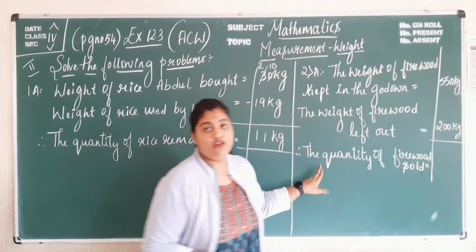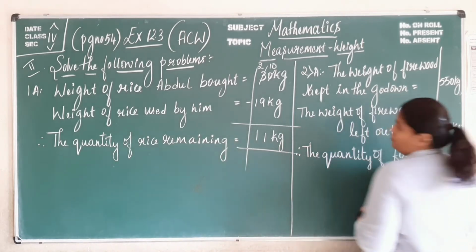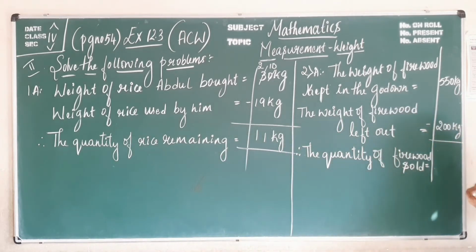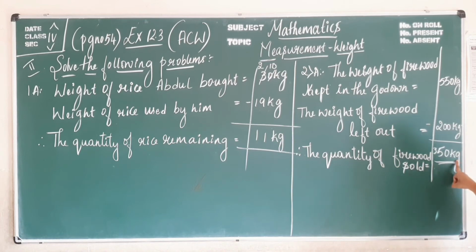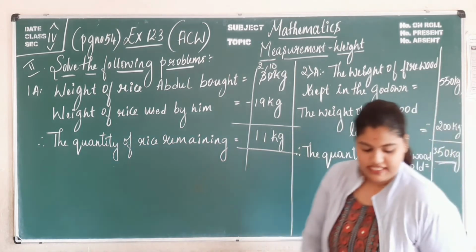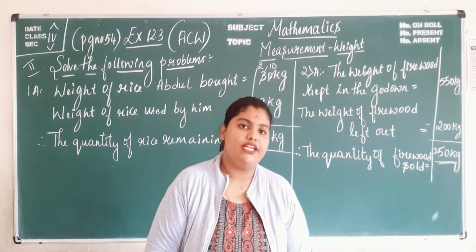So now how to find out the quantity of firewood sold? By subtracting. Very good. What is the unit of weight given? Kg. So we'll write kg. What is 0 minus 0? 0. What is 5 minus 0? 5. What is 5 minus 2? 3. So therefore, the quantity of firewood sold is equal to 350 kg. Is it clear, children? Okay, now you can pause the video and write down the third question.